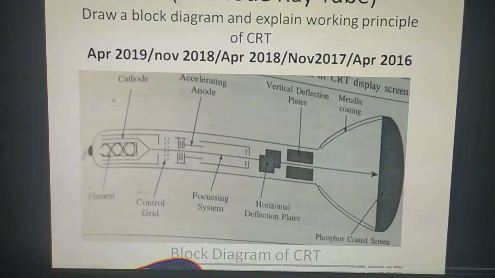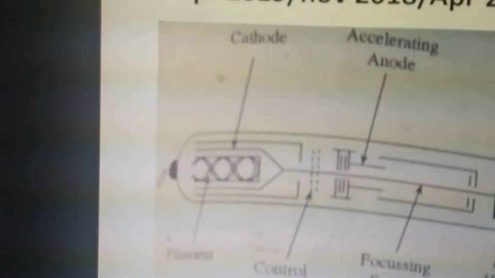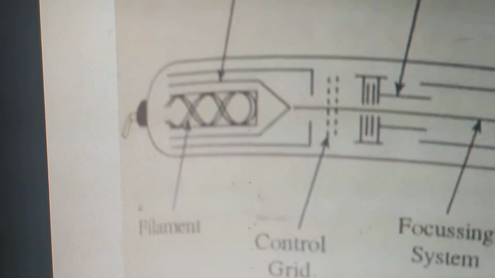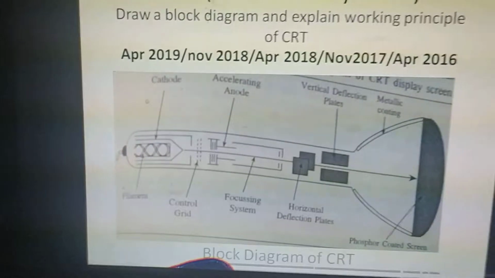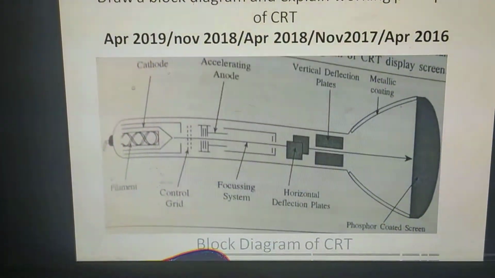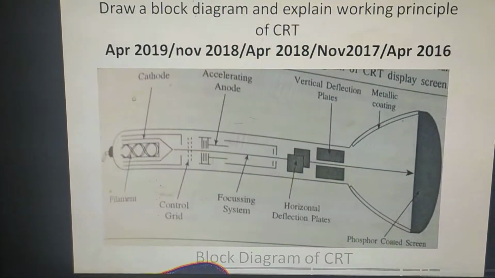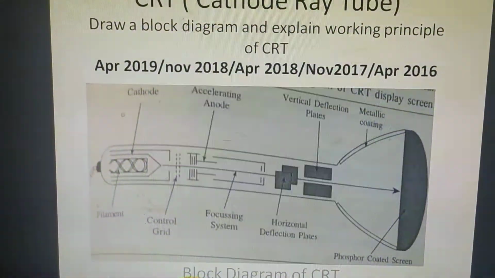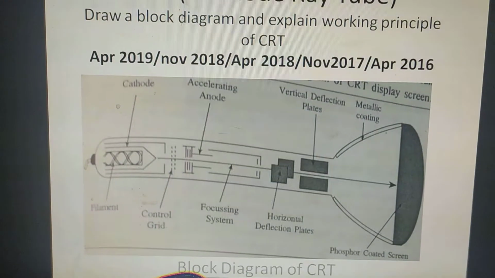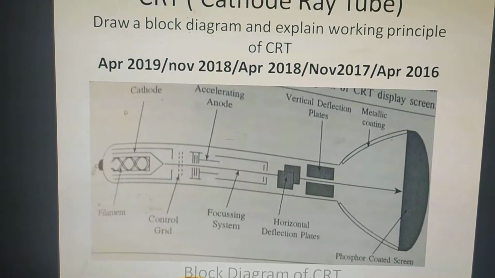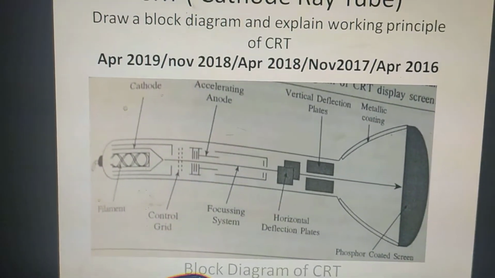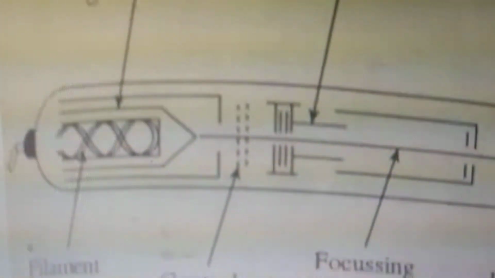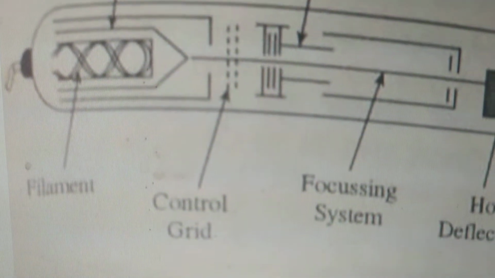Okay, see, as you can see in the cathode ray tube, the first part is the filament, or we can also call it the cathode. The cathode is the filament which is heated up to a very high temperature, and the cathode begins to emit the electrons. Okay, so the next part is the control grid.